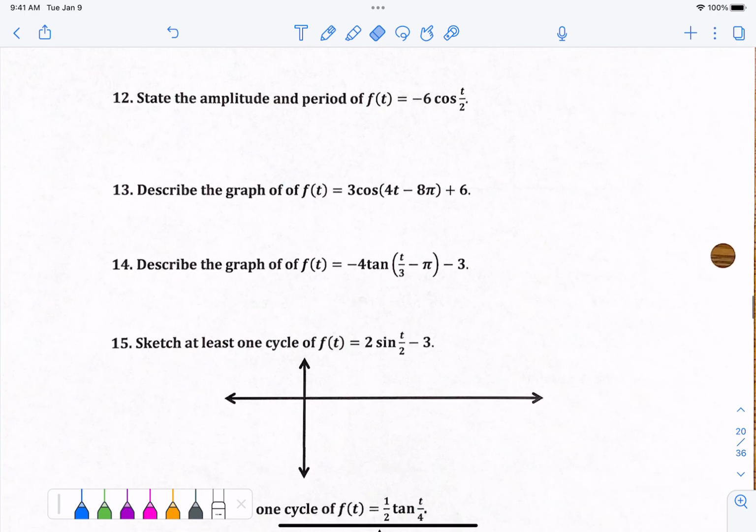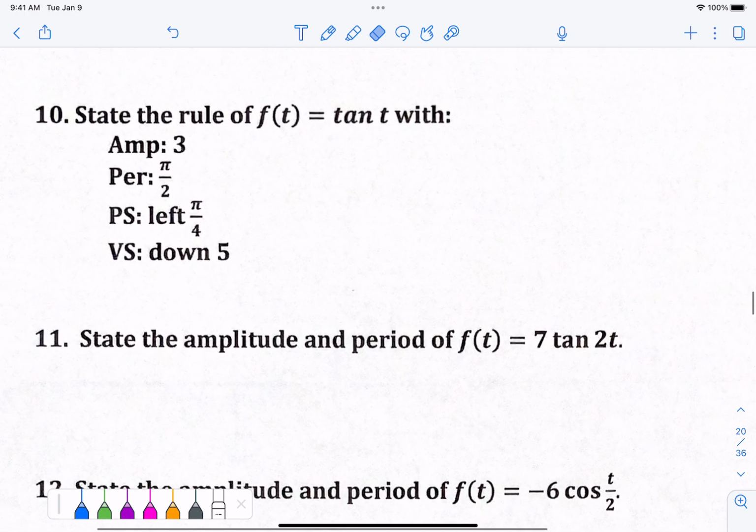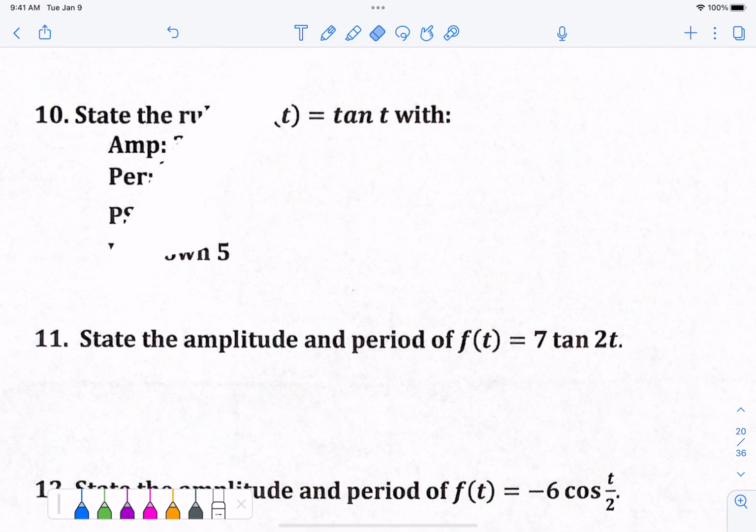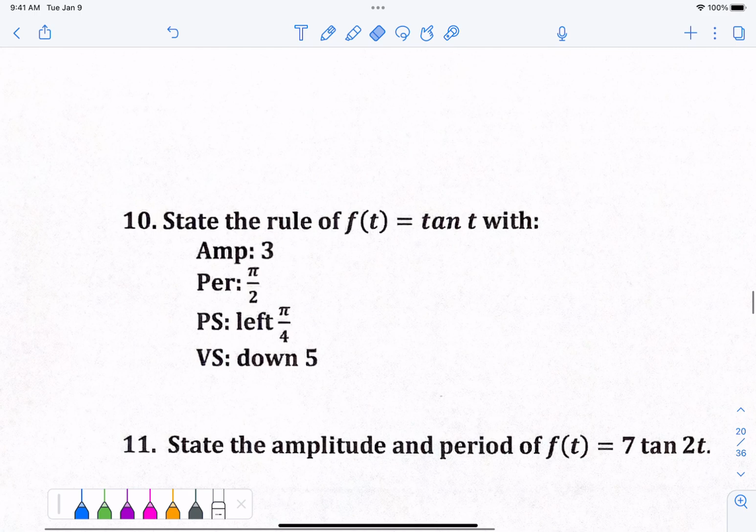All right, so starting with 10, we've got 10 through 16, and that's it. Okay, here we go. I have no idea if James has put anything on here. So if yours doesn't look like mine, please let me know, because I don't know what all needs to be erased.